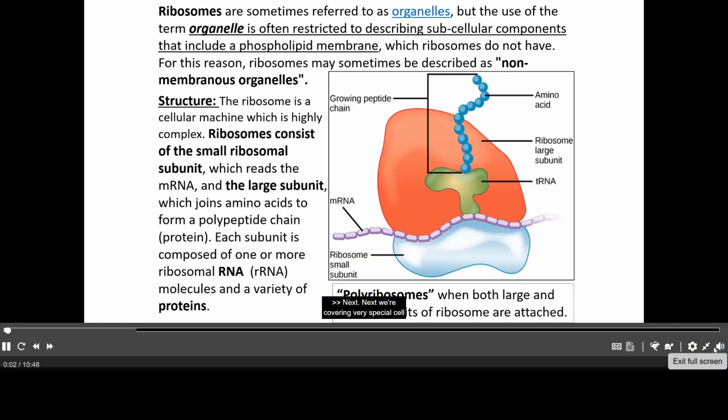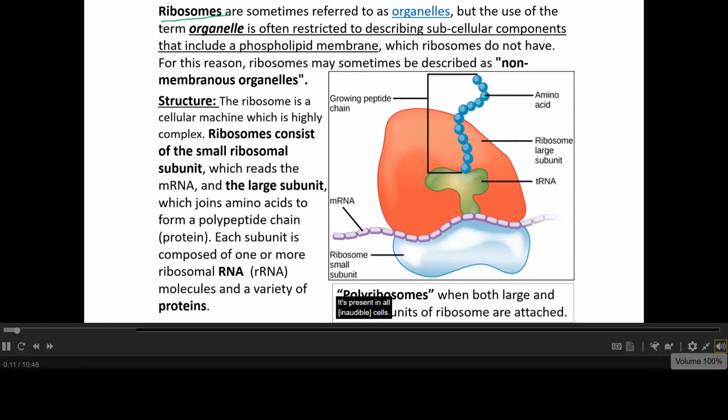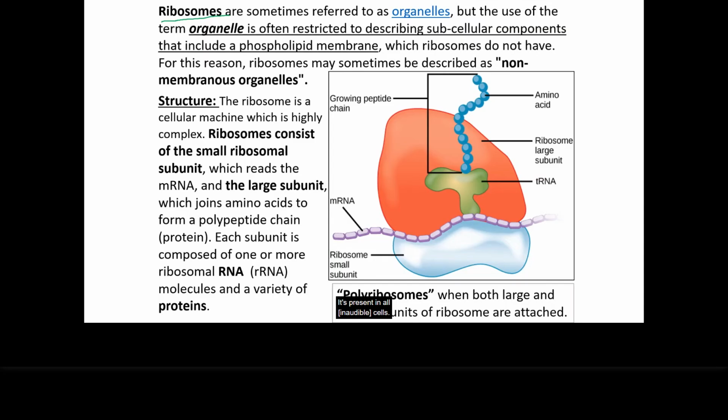Next we're covering a very special cellular organelle. It's called ribosomes. This is universal. It's present in all living cells. No cells are without ribosomes. It's very important. It has the important function of producing different proteins.